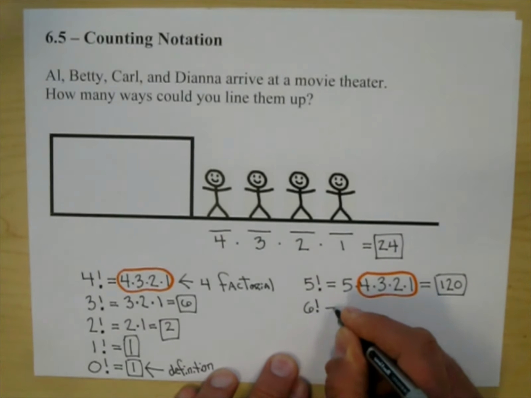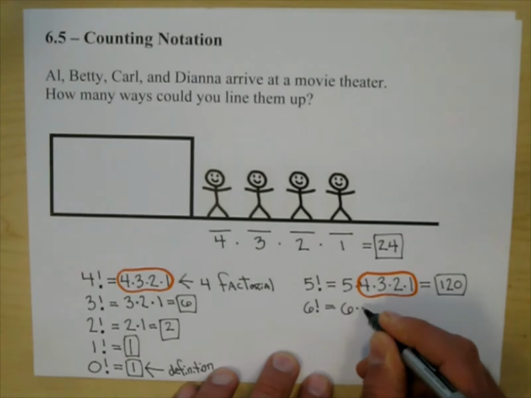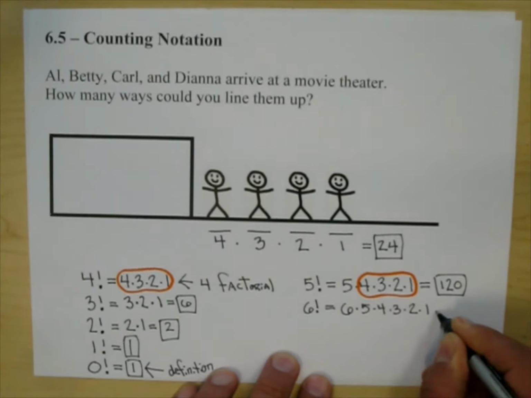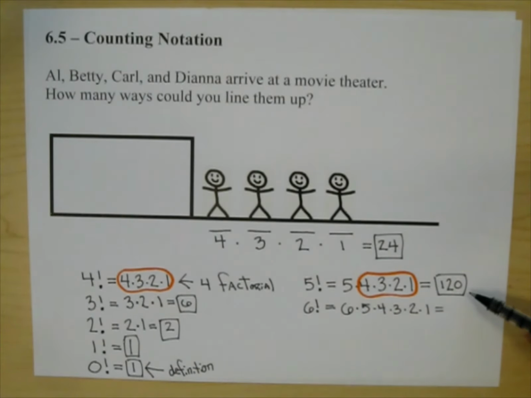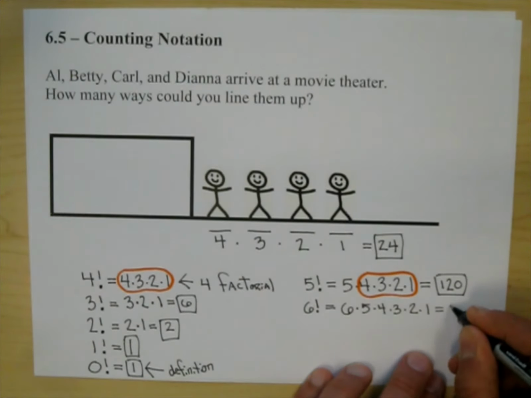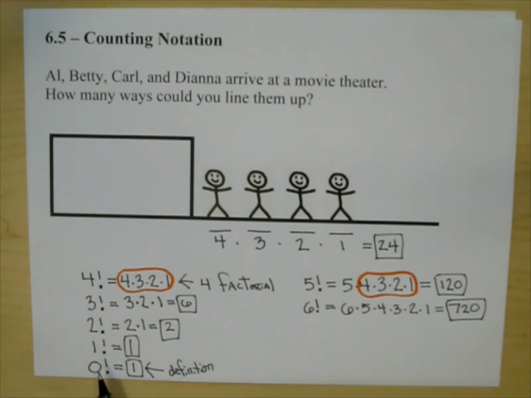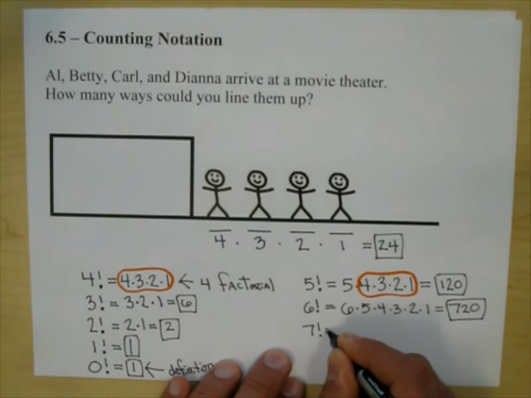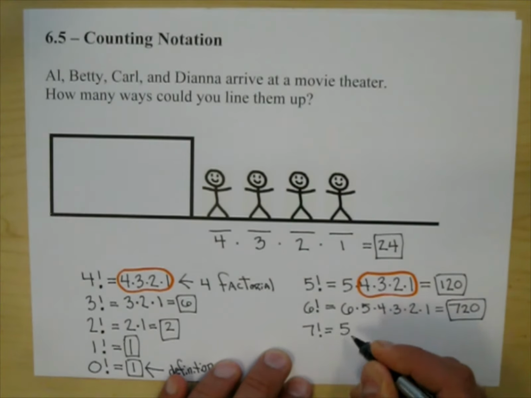6 factorial. Well, that's 6, 5, 4, 3, 2, 1. Or we could just take this last one, which is 120, that's the 5 factorial, and multiply it by 6. And when you do that, you get 720. So factorials grow pretty quickly. You blink your eyes and they're grown-ups, and you're like, whoa, what happened? So look at this, 7 factorial. I'm not going to go ahead and write out 7, 6, 5, 4, 3, 2, 1. But that happens to be 5,040.